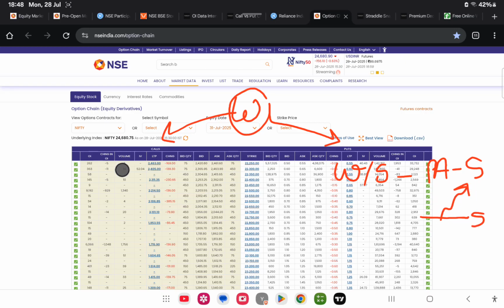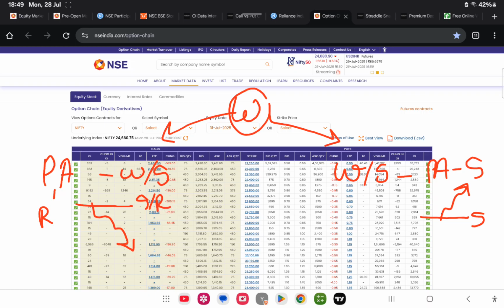Now call writing or call sellers, if they are adding their positions, that means price action acts as resistance. From the strike, price will go down. So usually here also support or strike. So this is the basic. Exactly opposite is for buyers.